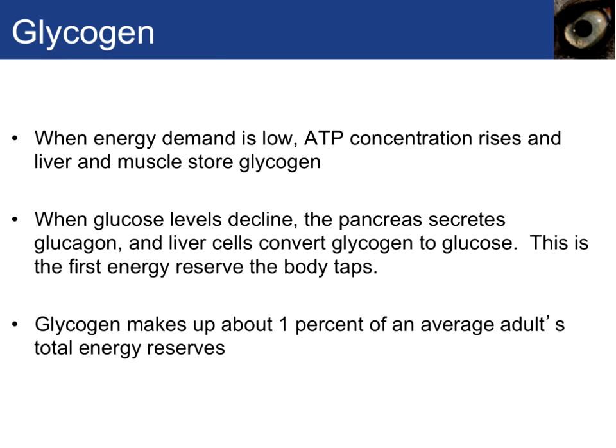So when energy demand is low, ATP concentration rises and liver and muscle store glycogen. When glucose levels decline, the pancreas secretes the hormone glucagon, and this causes the liver cells to convert glycogen back into the form of glucose. This is the first energy reserve that your body taps. Glycogen makes up about 1% of an average adult's total energy reserves.